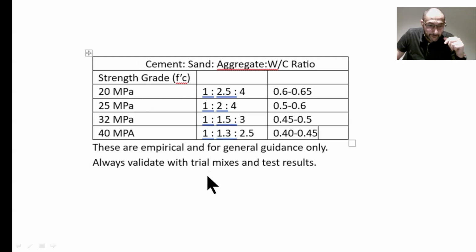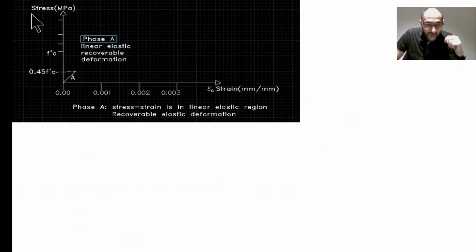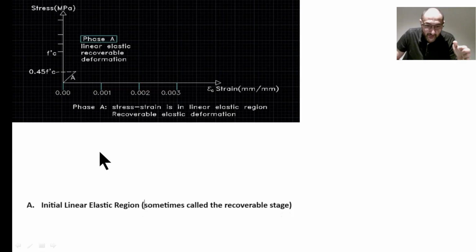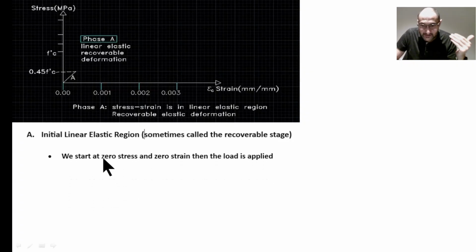Okay, now let's look at the third question that we have. What are the phases involved in the stress-strain curve that we need to be aware of? The stress-strain curve can be divided into three main stages. A, the initial linear elastic region, sometimes called the recovery or the recoverable stage.